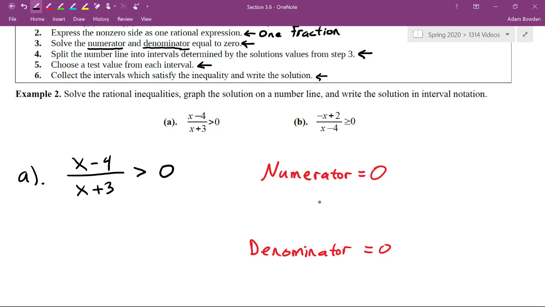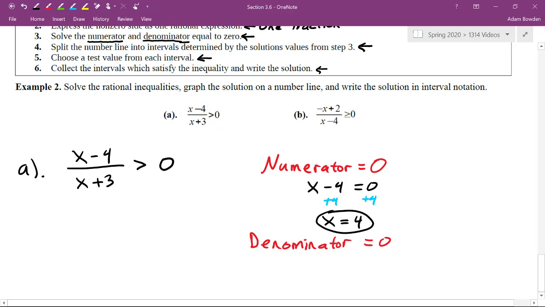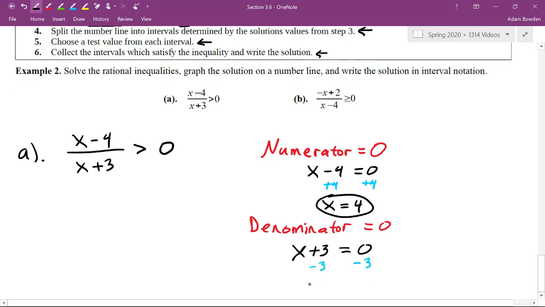With the numerator, x minus 4 equal to 0, which just means we add over the 4, and we get x equals 4. Denominator, x plus 3 is equal to 0. We subtract over the 3, and we get x is equal to negative 3. So those are two numbers, and we're going to put those numbers on the number line and choose some test numbers.